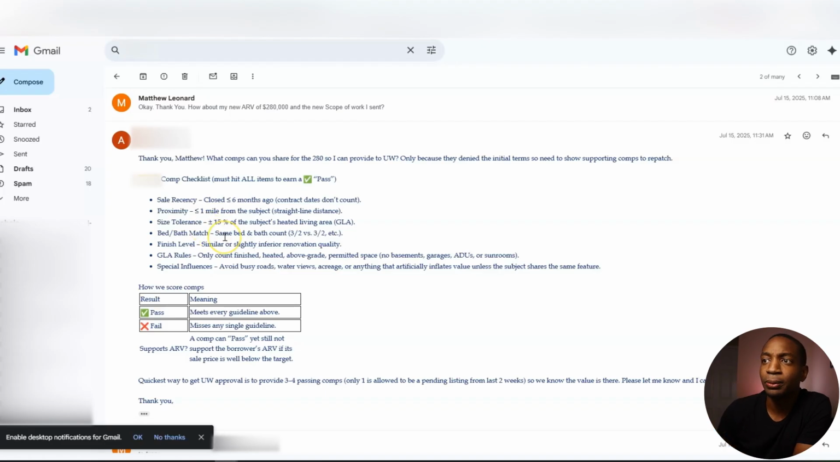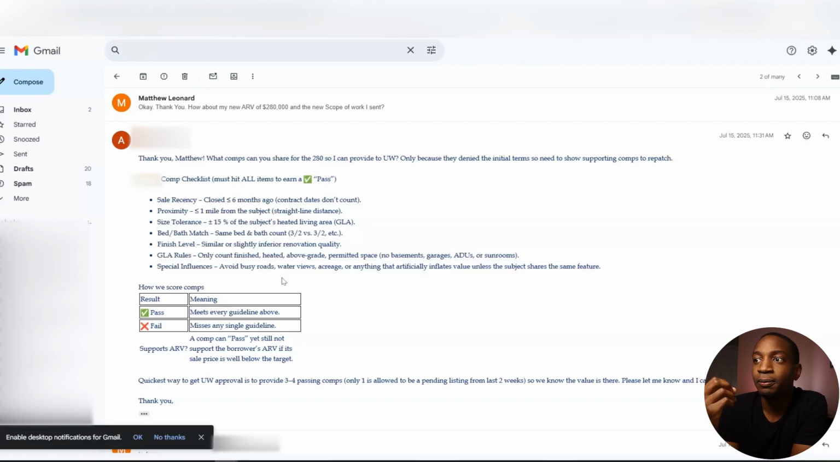And then size tolerance. Obviously, if you have a 1,000 square foot home, you can't use a 2,000 square foot home as your comp. Beds and baths match, you know, a 3/2 needs to match with a 3/2. Then the finish levels, right? If your comp has all tile and you're not going to put any tile, or it has hardwood floors throughout and you're just going to put carpet throughout, it's a little different, so you have to consider that. GLA rules: only count finished, heated, above grade, permitted space, no basement, garage, or ADUs. When they're looking at your comp, they're only looking at the finish, right?